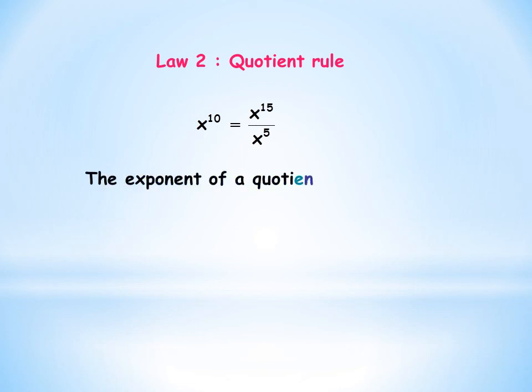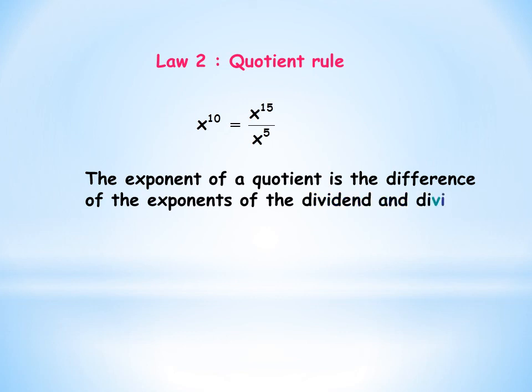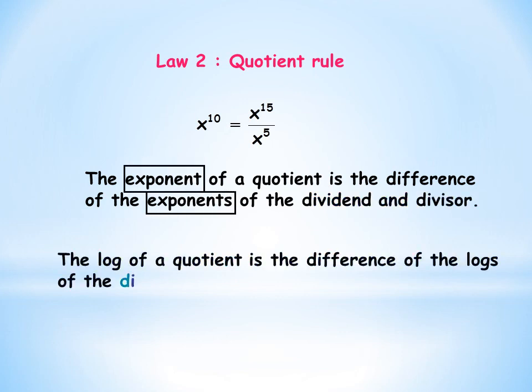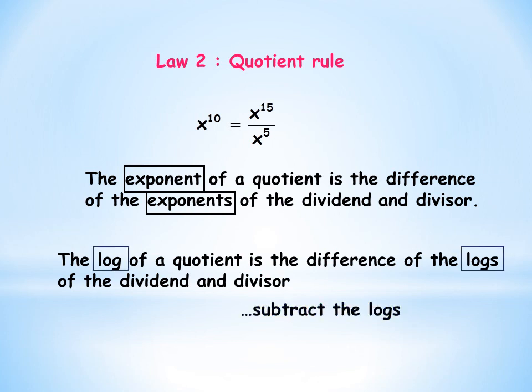The second law is the quotient rule. Again, it's based on exponents. So if I have x to the 15th divided by x to the 5th, you would subtract these exponents in order to get x to the 10th. The same exact thing is going to happen with logs. So now we're going to actually subtract the logs when we have division.